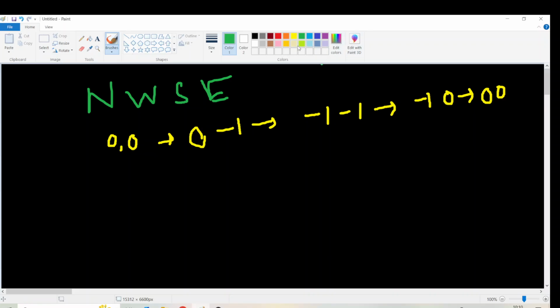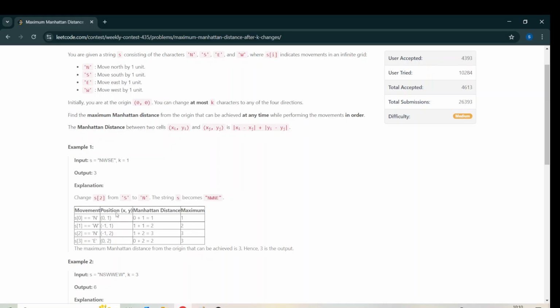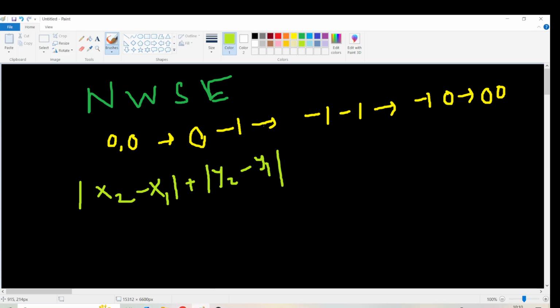So we have to find the Manhattan distance. Manhattan distance is nothing but modulo of x2 minus x1 plus modulo of y2 minus y1. Now for the first example, what is our k value? K value is 1. Okay, k is 1. That means we can change at most one character in this string.